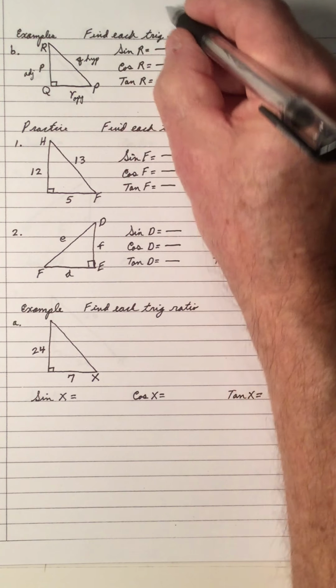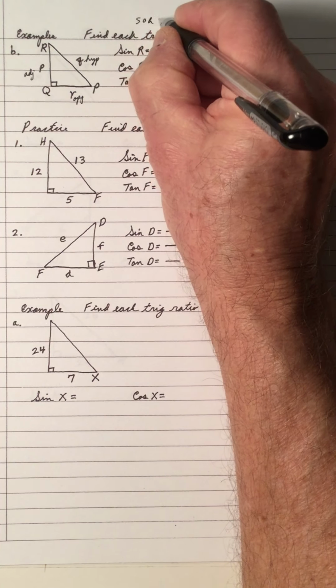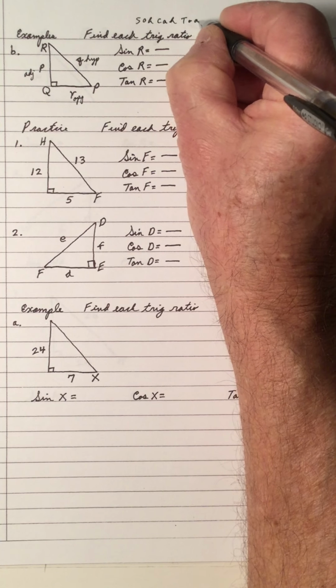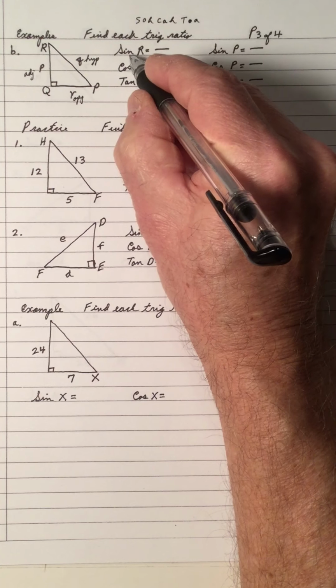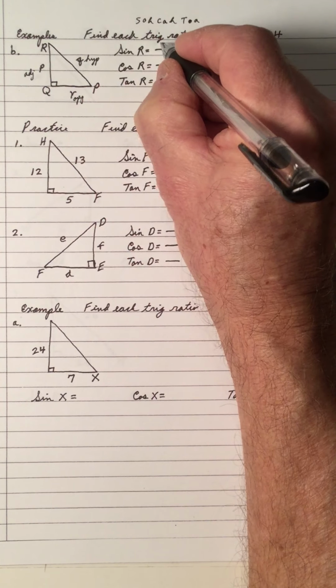So the sine of angle R, and I write down SOHCAHTOA, S-O-H-C-A-H-T-O-A. And I'm doing sine is opposite over hypotenuse, so it's r over q.